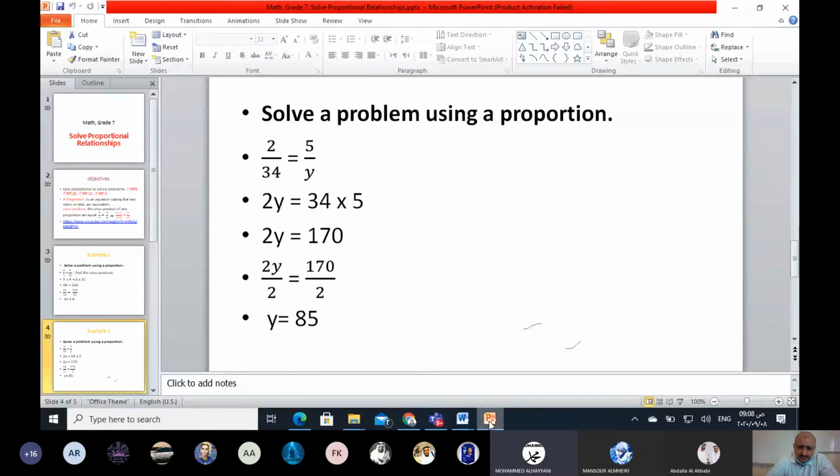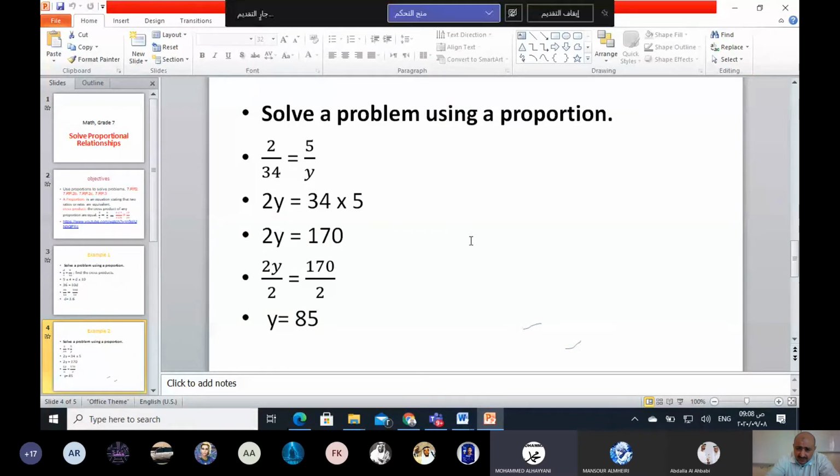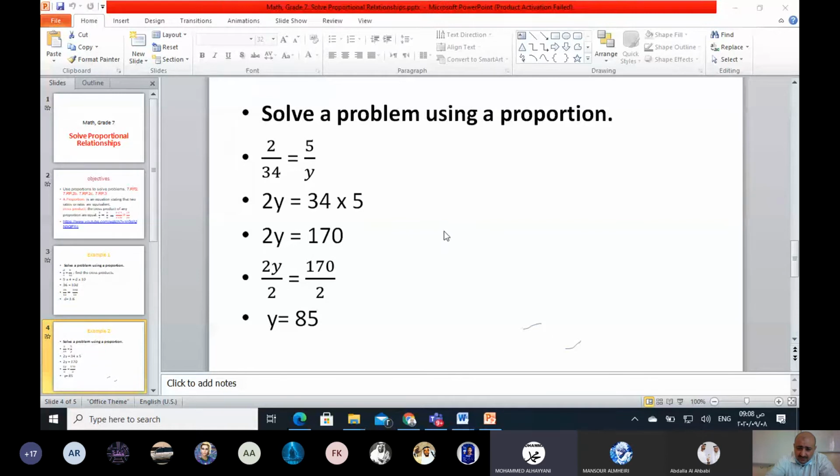The second. How did the 2y and 170 become 2y at the bottom and 170 also over the denominator 2?